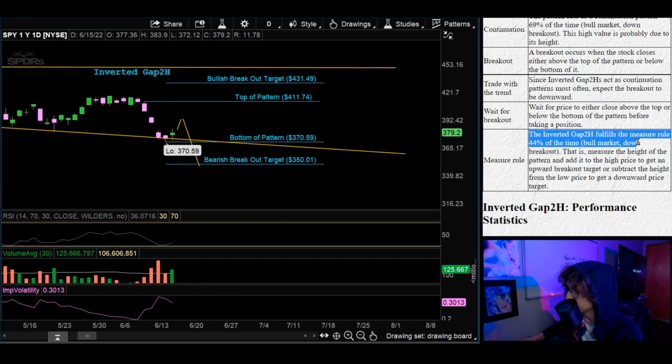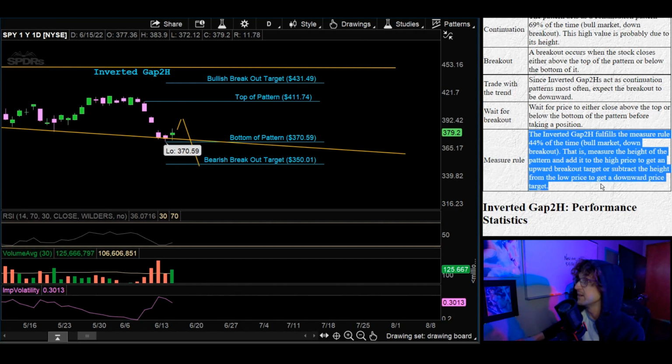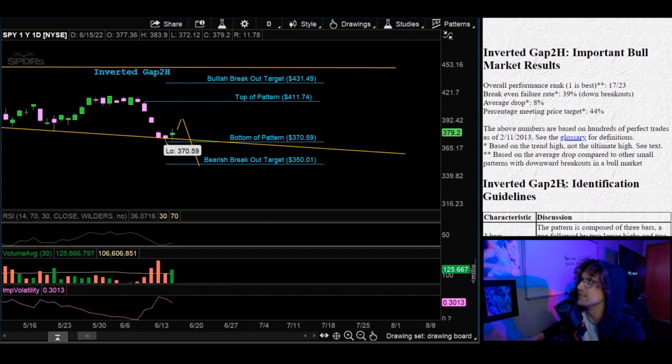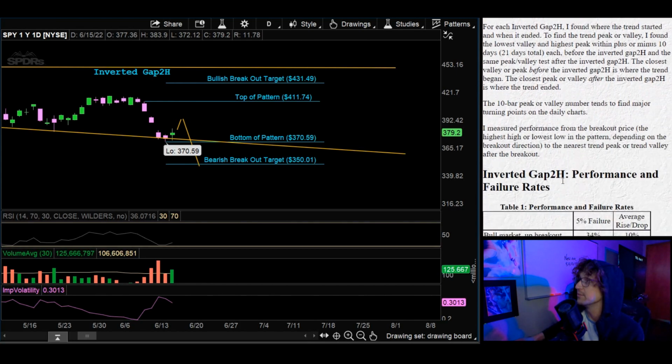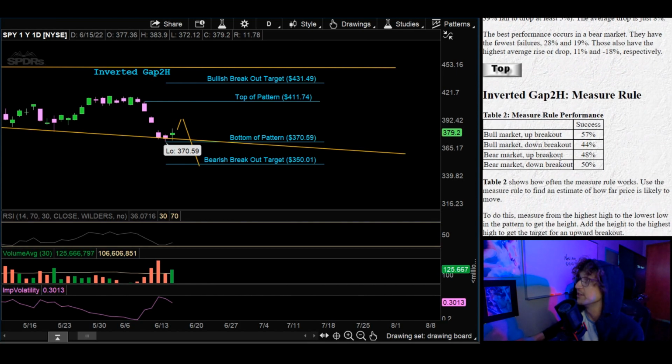He says that the inverted gap to H fulfills the measure rule 44% of the time. That is, measure the height of the pattern, add it to the high price to get an upward breakout, or subtract the height from the low price to get a downward target. And that's not what I did. I actually used his percentage meeting price target up here, I believe. No, down further. No, not there either. Here you go, the measure rule. So the height of the pattern is always going to be used to measure the target. And what Bulkowski adds is that it is a statistical probability of reaching that target.